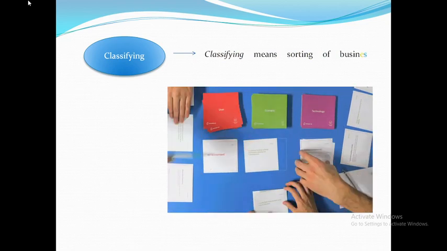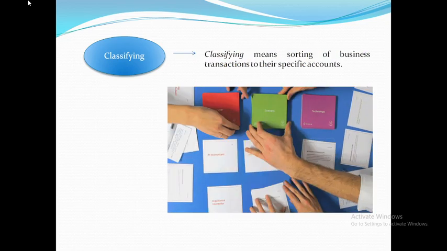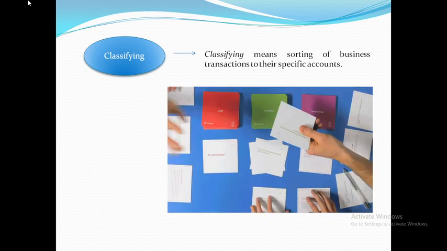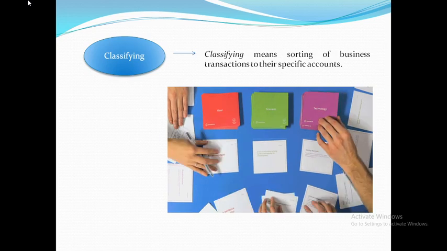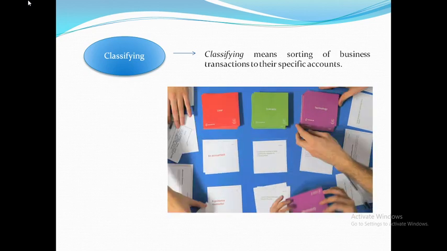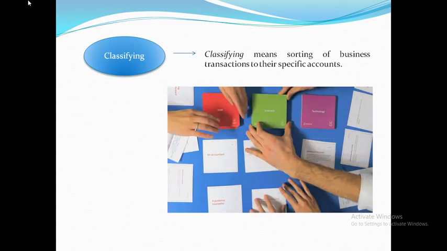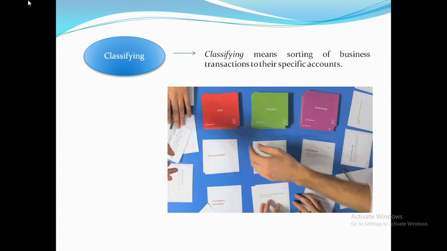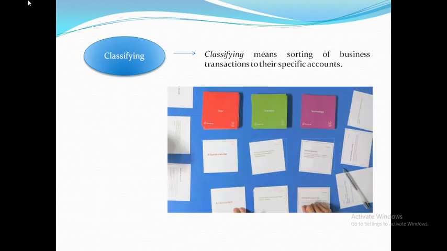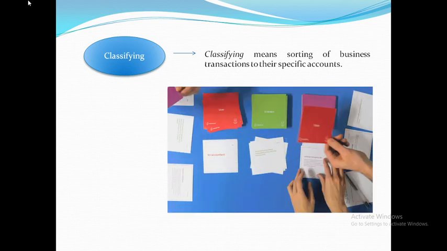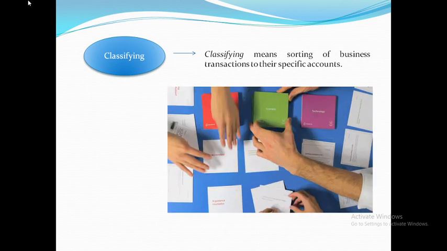Another is classifying. This process is the sorting out of business transactions into their specific accounts. These specific accounts will be defined later in our next lessons. Okay, so in the classification, it can either be an asset, an expense, a revenue, or an equity, or a receivable, or a withdrawal, and so forth and so on. So that is the second process.